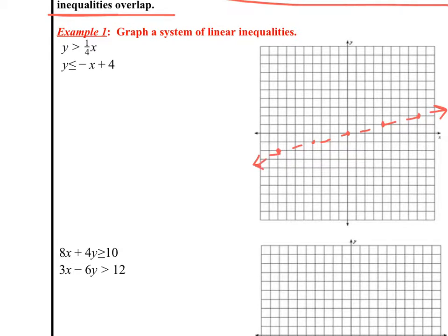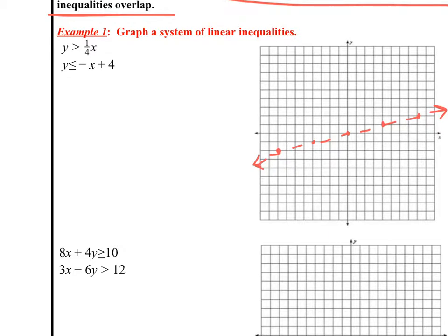And when you shade right now, shade really lightly. Or if you don't want to shade at all, that's fine. But I'm going to go ahead and shade. That way it's really easy to see where it overlaps. Just because I feel like if you don't shade each part of it, or each inequality, it makes it hard to see the overlapping part.